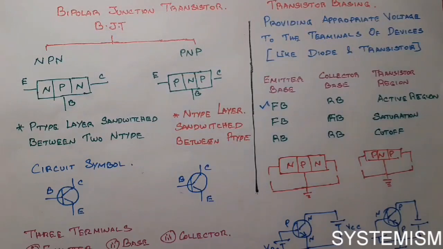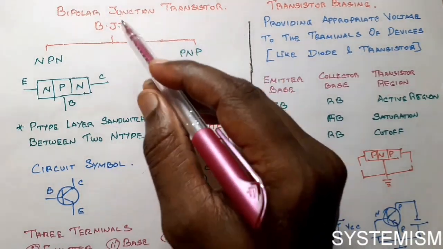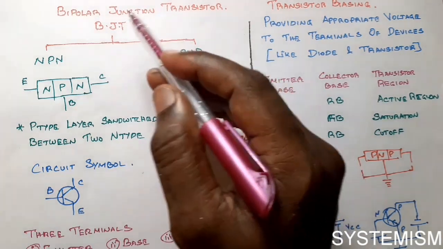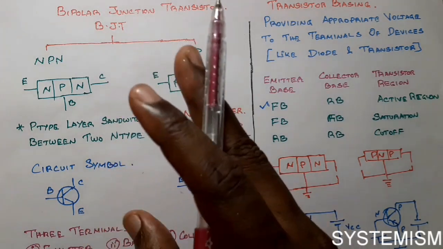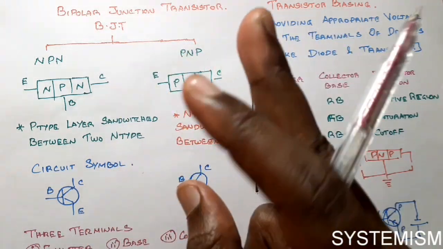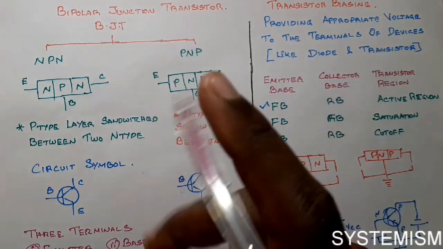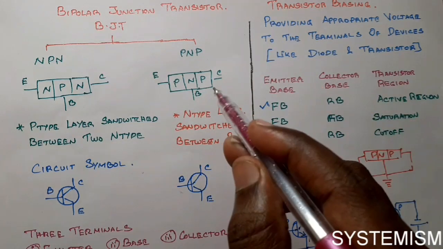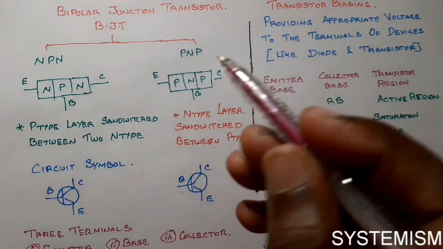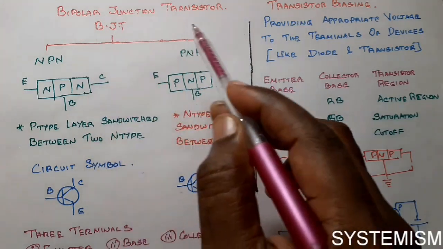Okay, next we should know about the bipolar junction transistor first. What is this bipolar junction transistor? What is this bipolar? Why is it named bipolar? It works with both the majority charge carrier and minority charge carrier. Its operation depends upon both the majority charge carrier and minority charge carrier. What is that? Both electrons and holes contribute to the operation of this bipolar junction transistor.